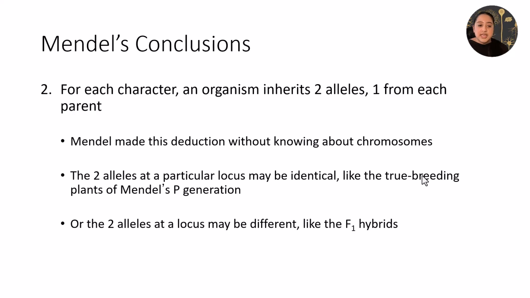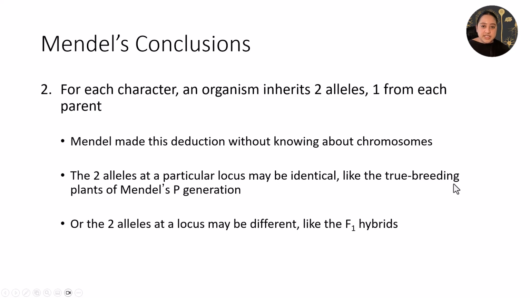So the 2 alleles at a particular locus may be identical, like the true breeding plants of Mendel's pea generation. True breeding means if you let it self-pollinate, it'll only ever keep giving purple flowers. So the 2 alleles that those purple flowers have are both the purple flower color. And then the same for the white ones. It's true breeding, only ever makes white flowers, so it must have both copies of the white flower color. So the 2 alleles can be identical, or they can be different, like the F1 hybrids.